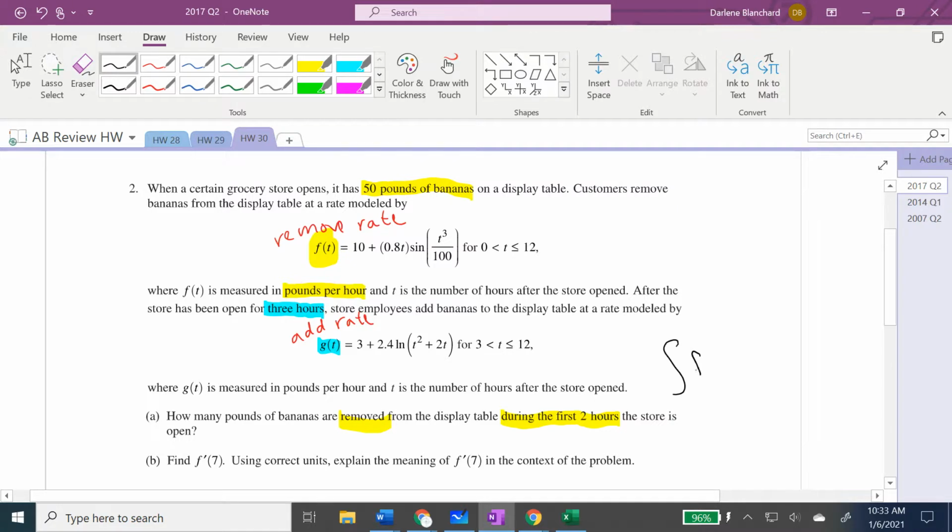And if I integrate that function during the first 2 hours, from time 0 to time 2, that is going to tell me how many pounds are removed. I'm just going to throw that in a calculator and pop an answer out of it. The answer you should be getting is 20.051.